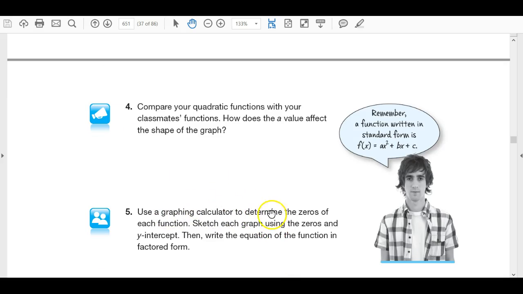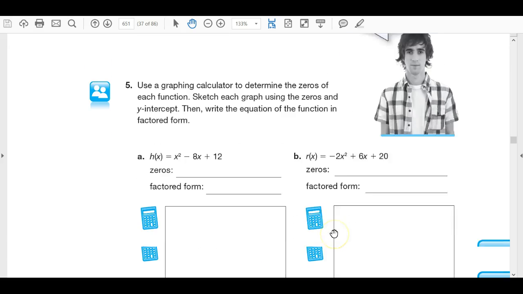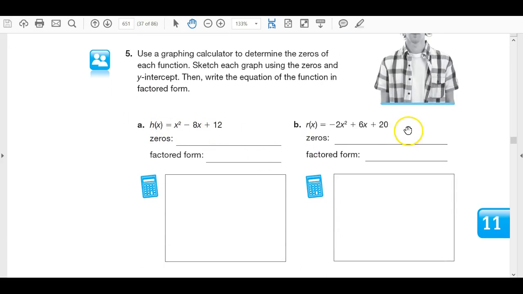Okay, it says use a graphing calculator to determine the zeros of each function. Sketch each graph. You should be able to do that. You can graph these, right? You find the zeros. Then it says, then write the equation of the function in factored form. Okay, let me help you with this one. Then you're going to do the next ones. Okay, so here we go.